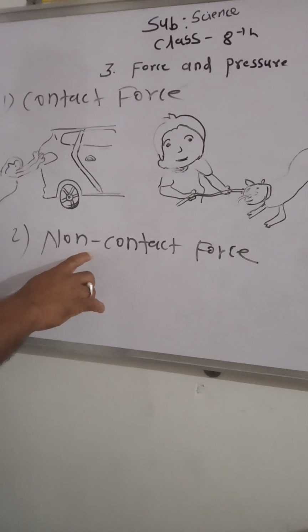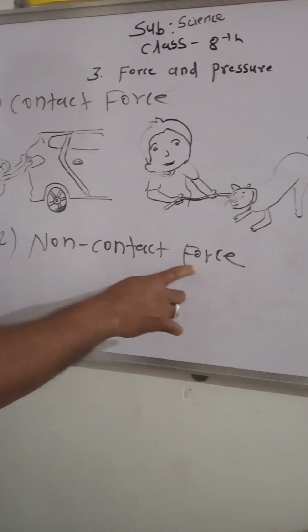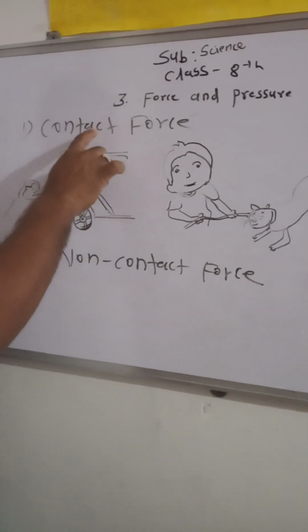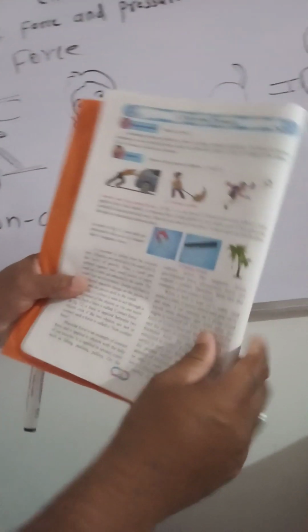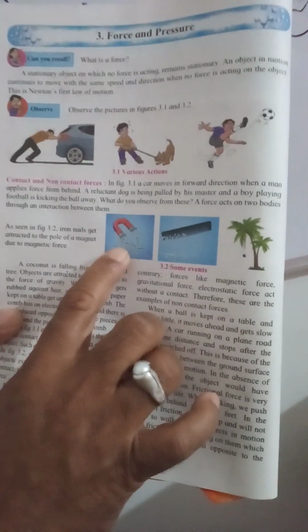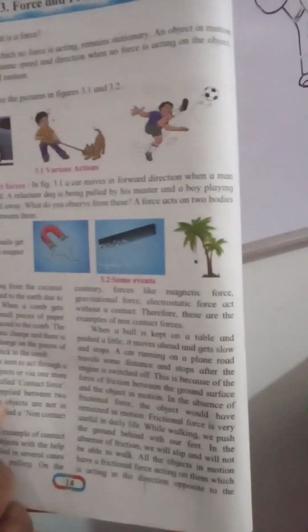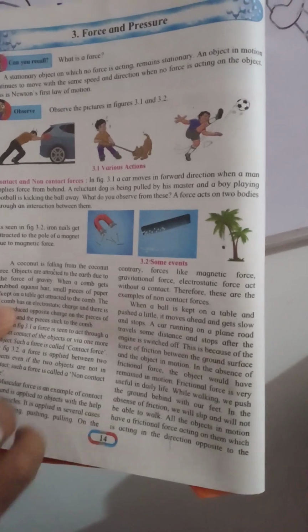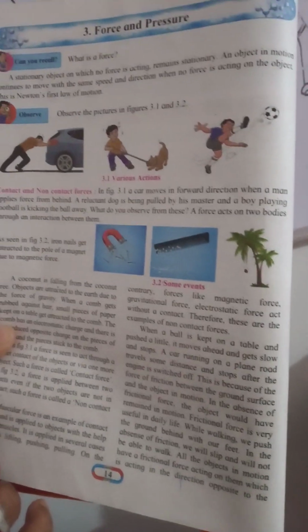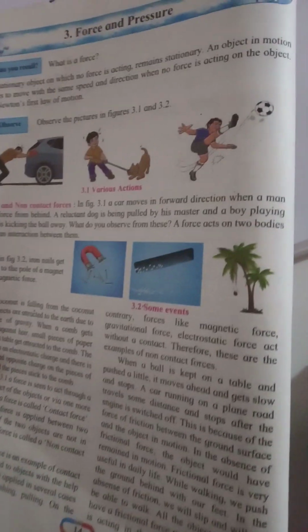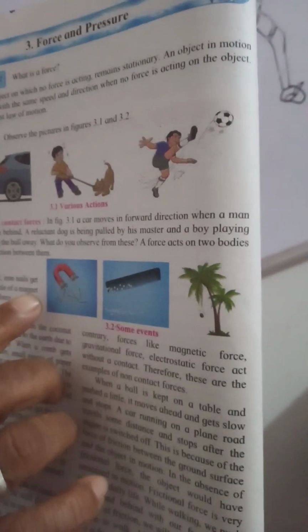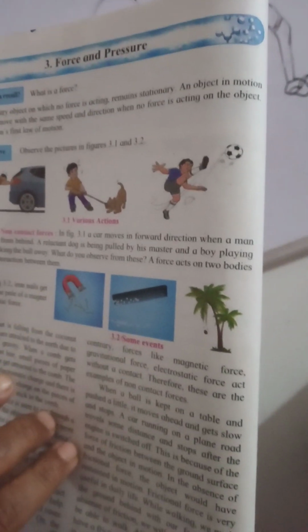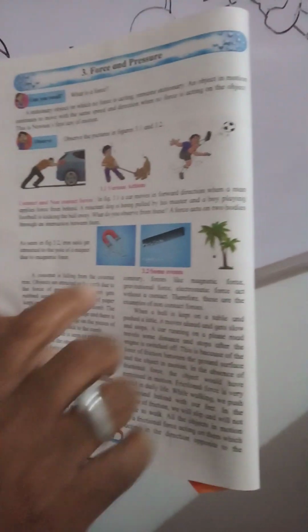Now we will see non-contact force. The first type is contact force and the second type is non-contact force. See the pictures, different types of pictures of non-contact force. In the first picture, the magnet attracts the iron nails towards itself. It means that in this picture the magnet acts a force indirectly to attract the nails.